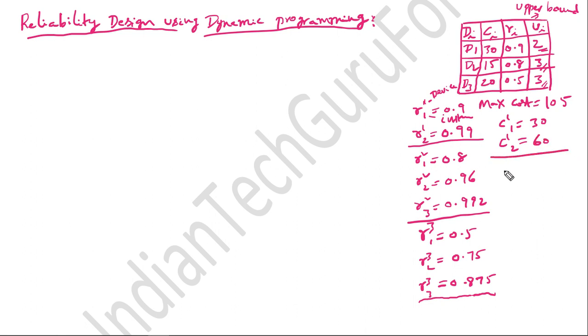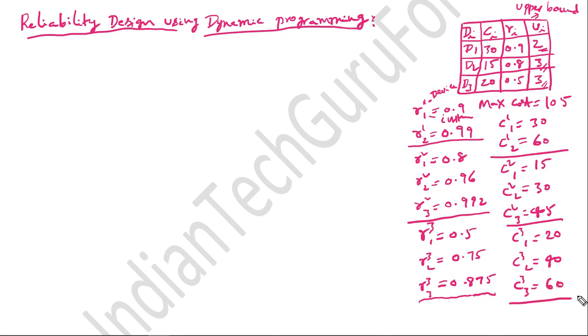Similarly, for the second device, C power 2 suffix 1: one instance of the second device is 15. If there are two instances, C power 2 suffix 2, 15 into 2, is 30. If there are three instances, 45. Similarly, for device 3, C power 3 suffix 1 equals 20, the device 3 cost. If there are two instances, then the cost is 40. If there are three instances, then the cost is 60. So these are the values we have successfully calculated.